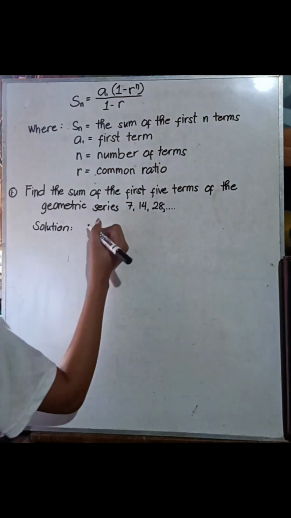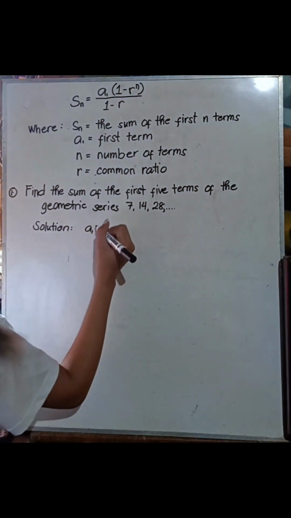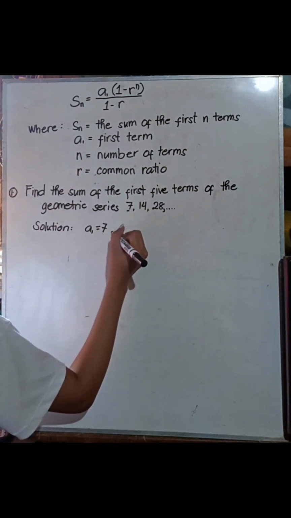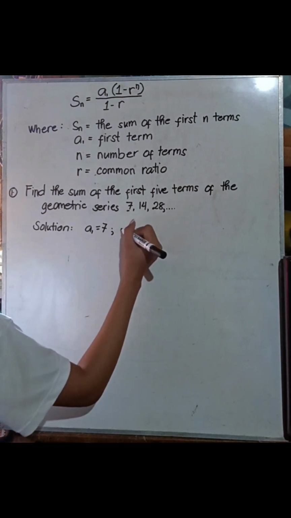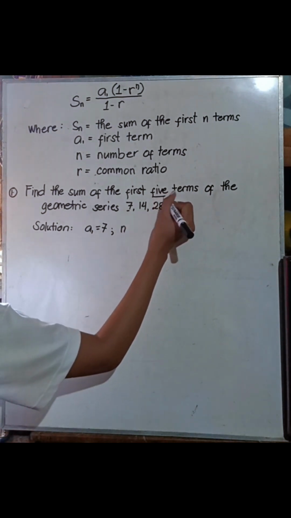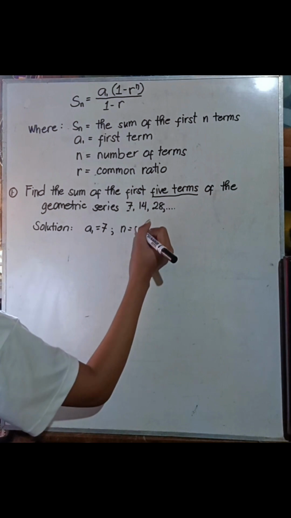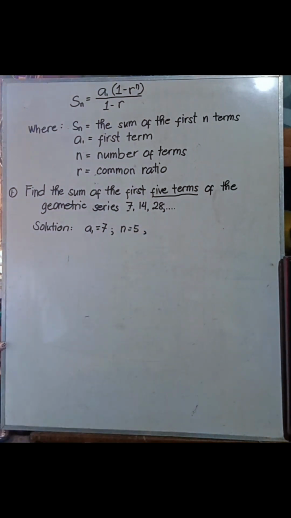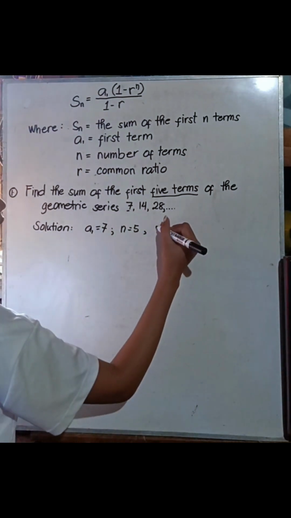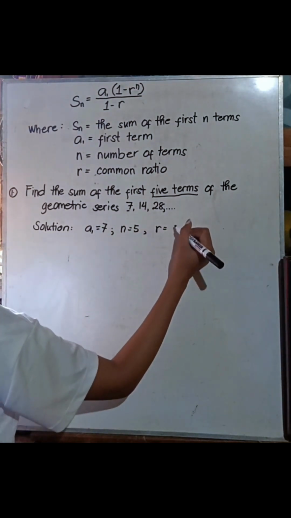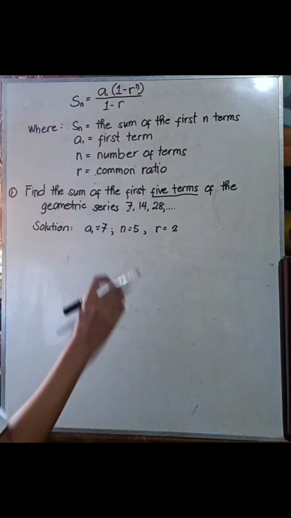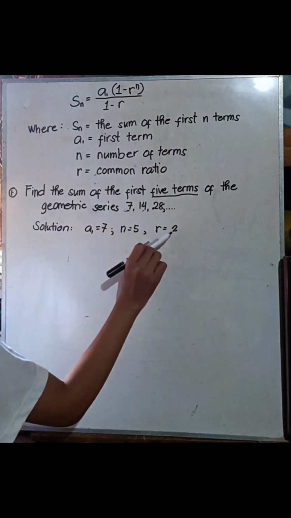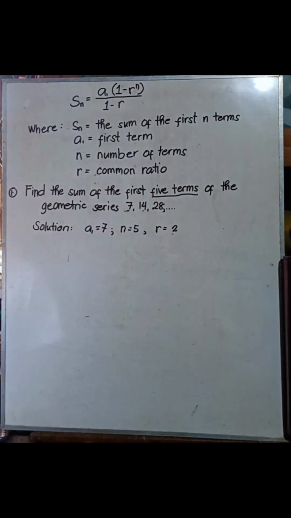So, we have the given A sub 1 is equals to ang ating first term, 7. We also have our n, first 5 term. So, n is equals to 5. Then, kanina, di ba, nag-solve tayo ng common ratio. So, ang r natin is equals to 2, if you still remember, because we have second term divided by first term. So, 14 divided by 7 is equals to 2. Kaya, 2 ang ating r.